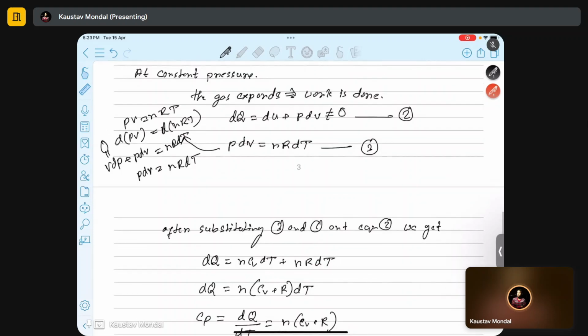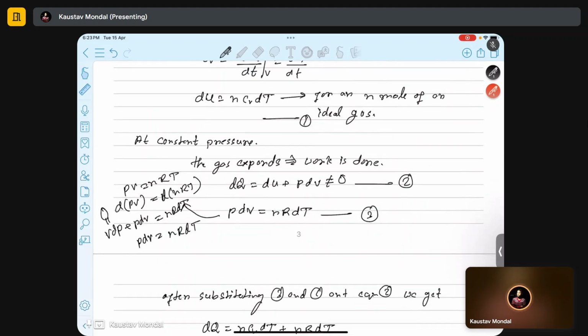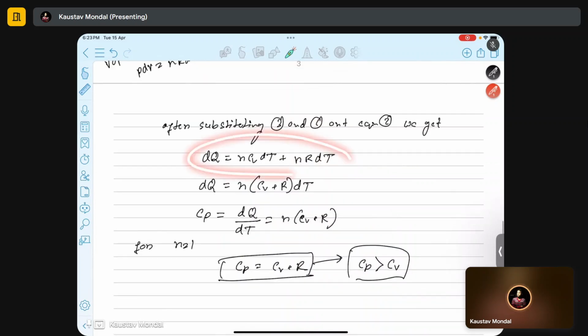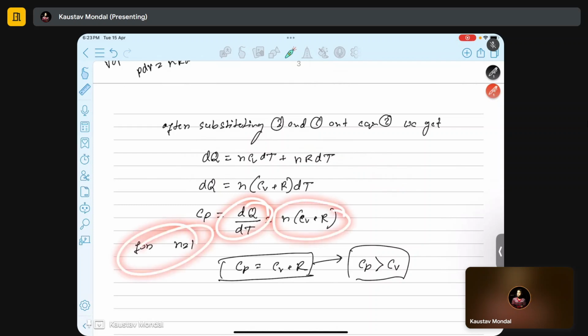Now from here we have the expression of dU as well as PdV. I will simply substitute these in to get Cp. After substituting, we get dQ equal to n(Cv plus R) dT. Now Cp, the specific heat, is nothing but dQ by dT. So dQ by dT gives you n(Cv plus R). For the case of 1 mole, n equal to 1, Cp would be simply equal to Cv plus R, which satisfies Cp greater than Cv. So this is how we can calculate it: Cp minus Cv equal to R.